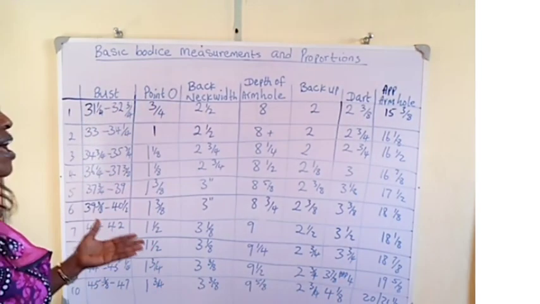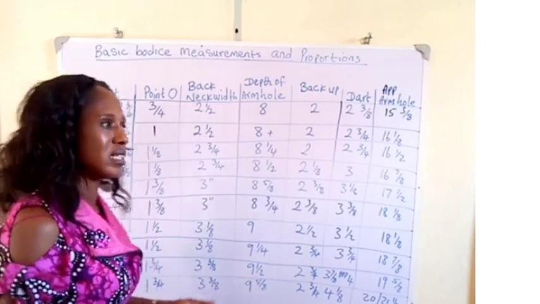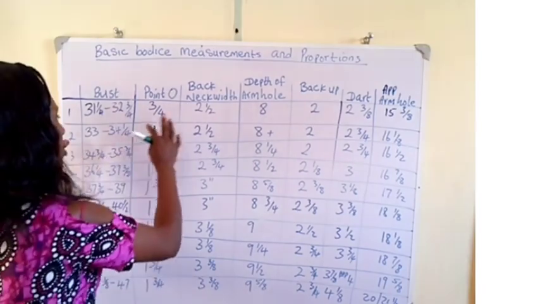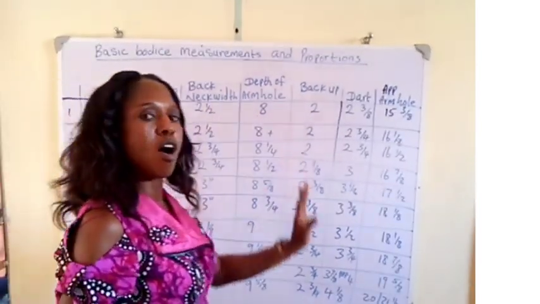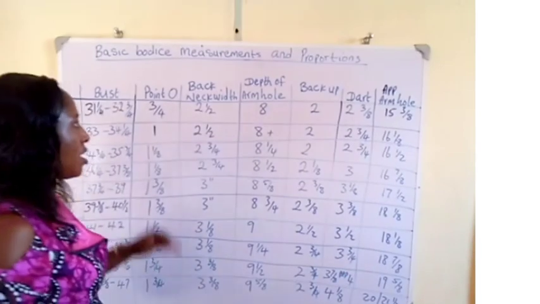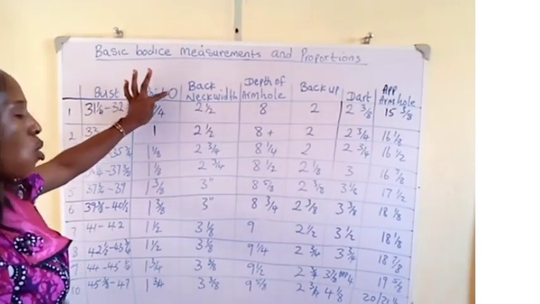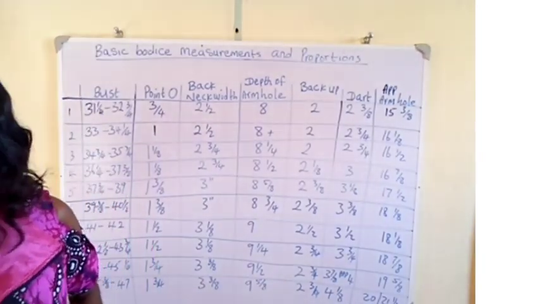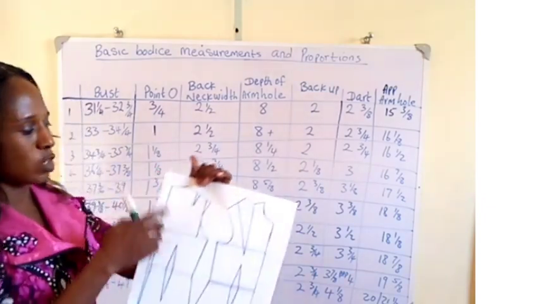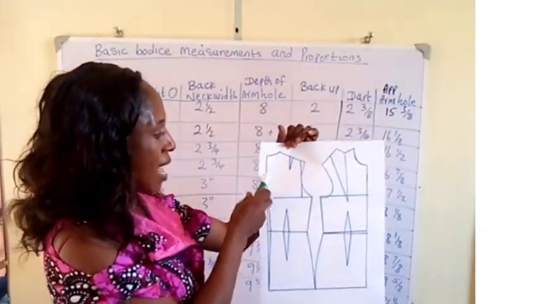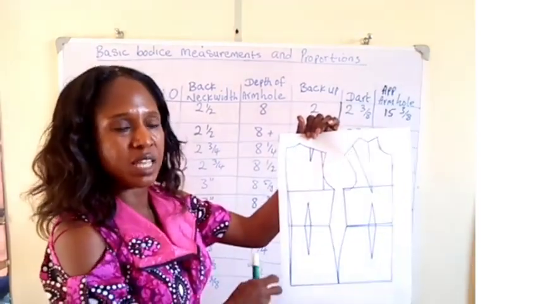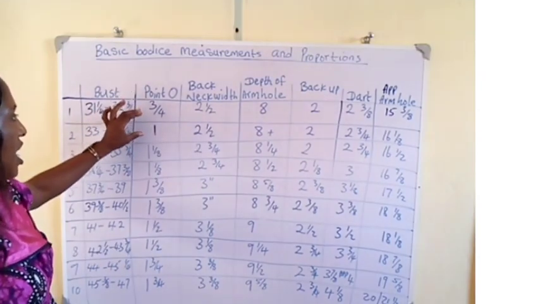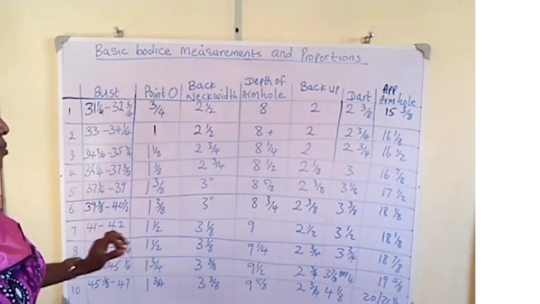That is to say, whenever you want to draft a basic bodice, check on the table of average measurement and proportion, check for the bust size, and then make use of the proportions provided. The proportions include point O. This point O is used when drafting a basic bodice. It is the point at which all measurement begins at the back block of a basic bodice. This is also graded on each bust size.